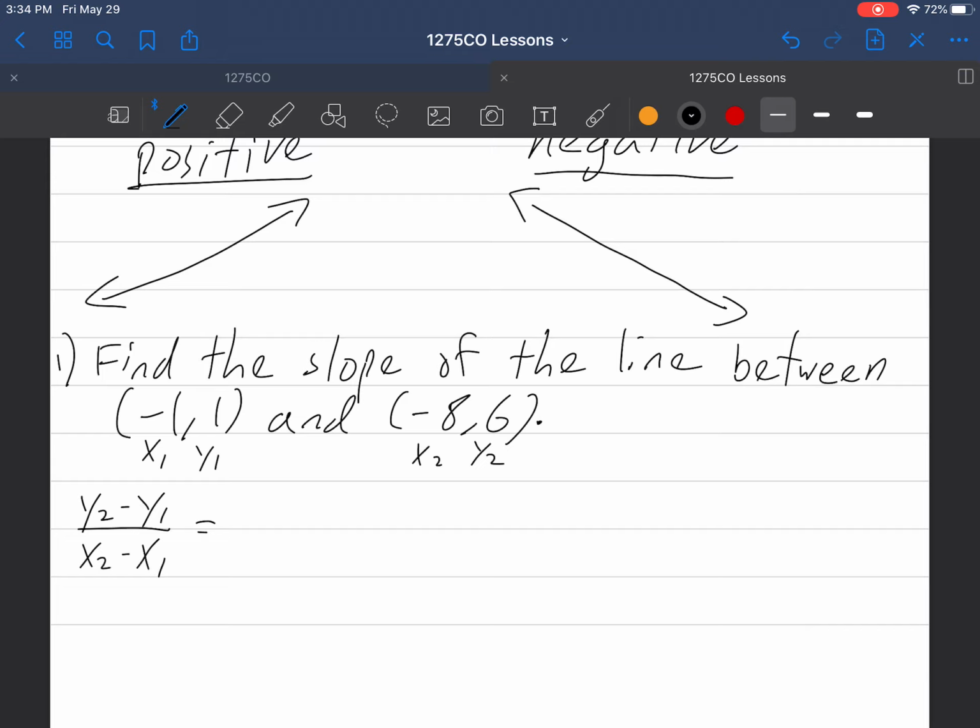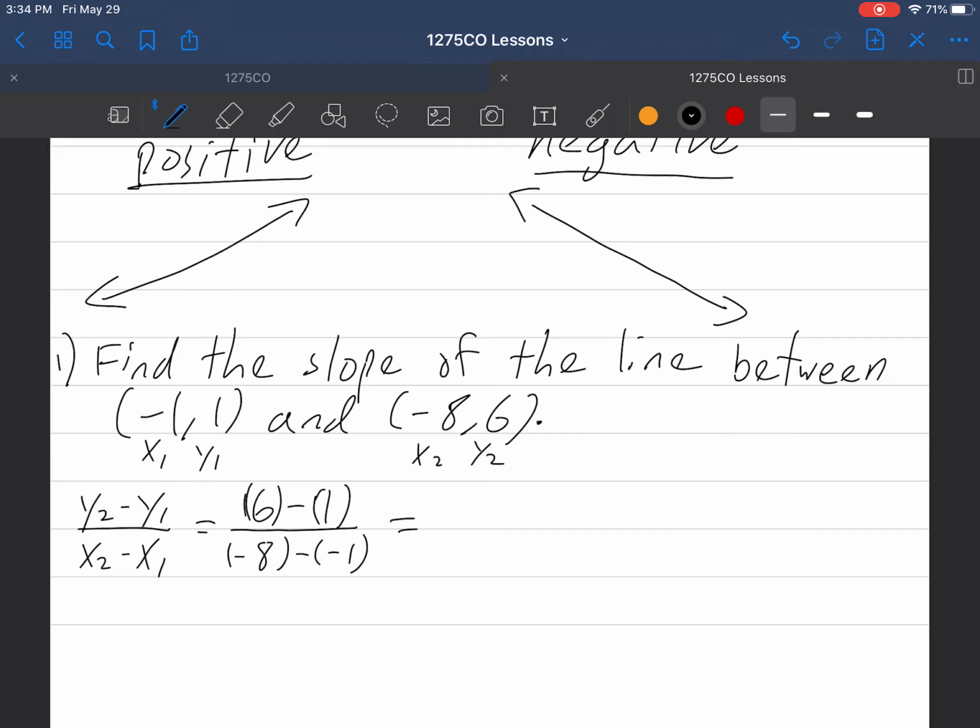We can plug in our numbers. y2 is going to be 6. y1 is going to be 1. So on top, 6 minus 1. On the denominator, negative 8 minus negative 1. Remember, when you are plugging in negative numbers, use parentheses. Plugging in positive numbers most of the time won't matter, but more specifically, you should always be using parentheses to plug in numbers. So 6 minus 1 over negative 8 minus negative 1.